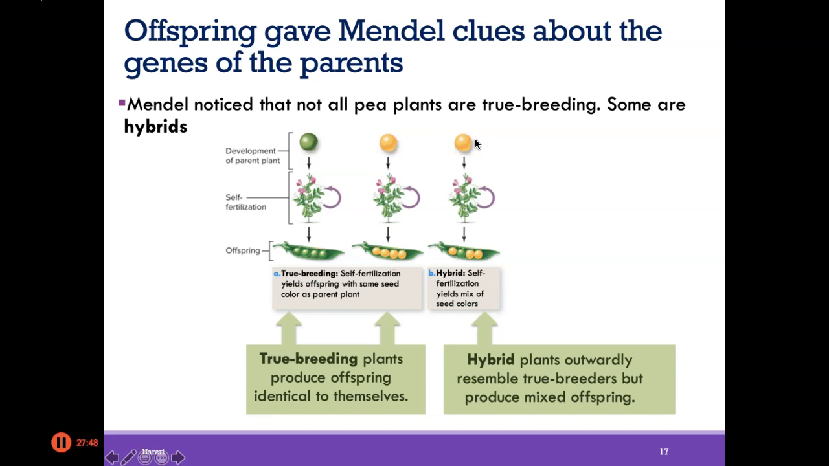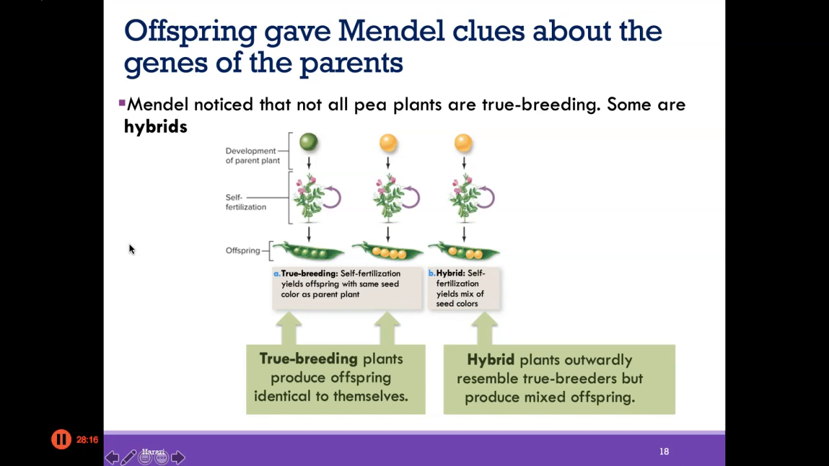So this is a hybrid plant. It outwardly resembles a true breeding plant, but it produces mixed offspring. So there can be either true breeding plants, in which self-fertilization yields offspring with the same seed color as the parent plant, or you can have a hybrid plant, in which self-fertilization yields a mix of different seed colors.